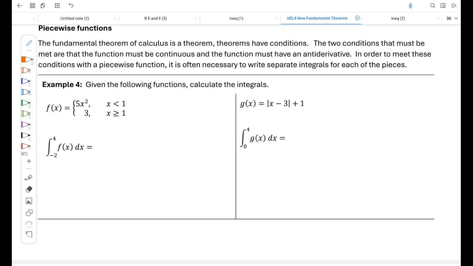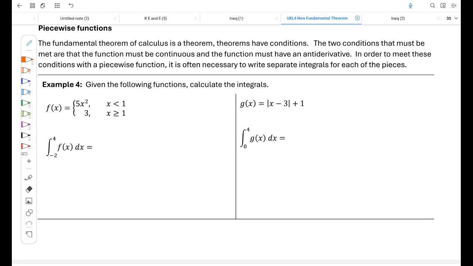What's going to happen here, though, is if you have a piecewise function, you're just going to break it up into its continuous parts. And even if it's not continuous, you wouldn't be able to find an antiderivative anyway. So you have to break it up into its parts anyway, but you can still use it.